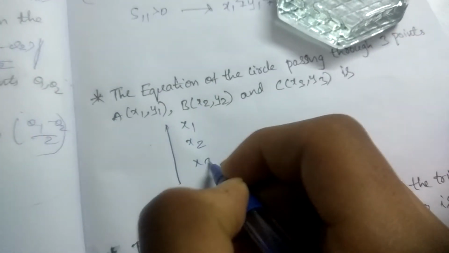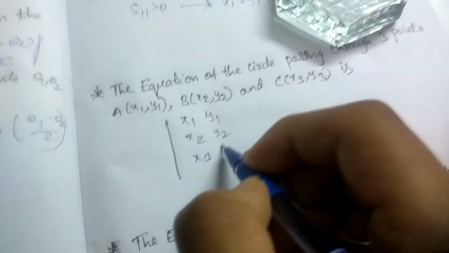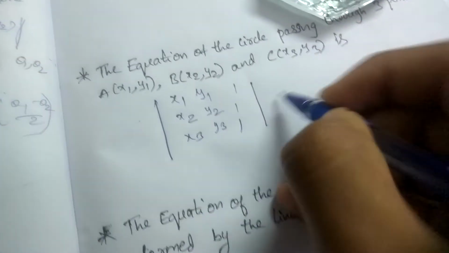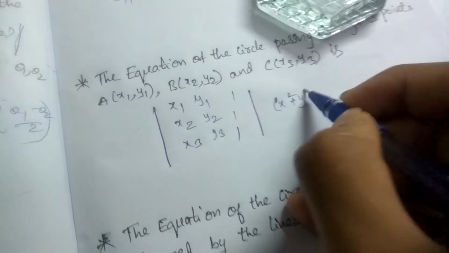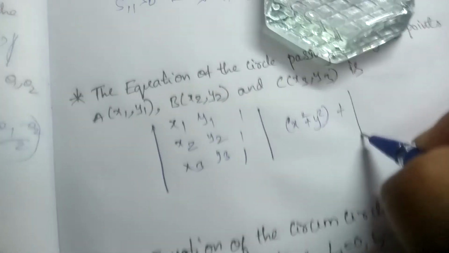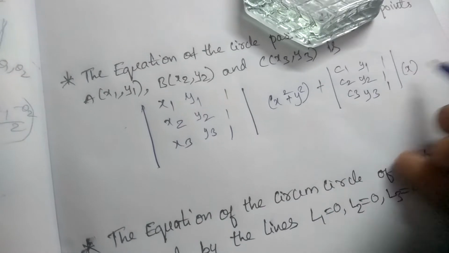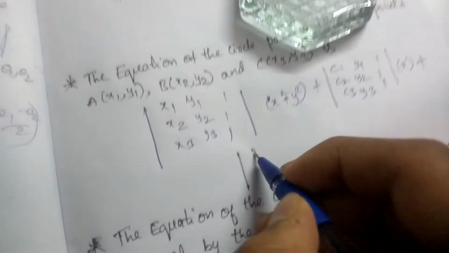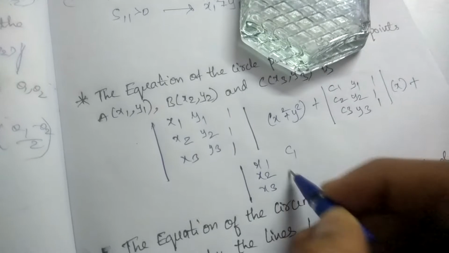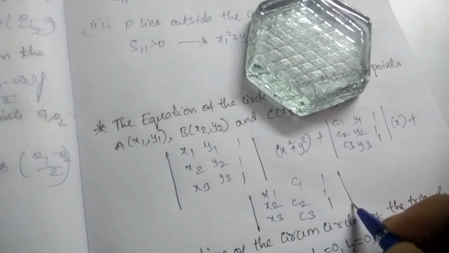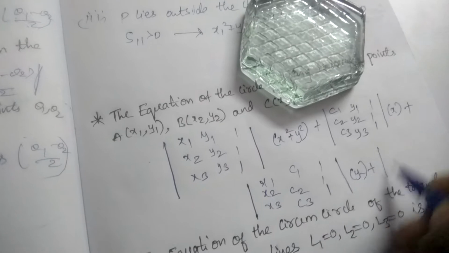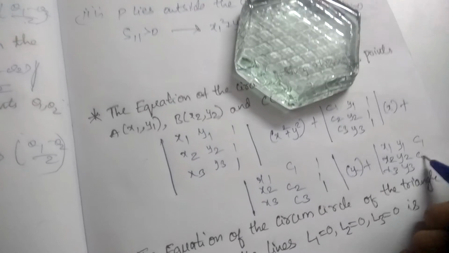x1 x2 x3, y1 y2 y3, 1 1 1 into x square plus y square, plus c1 c2 c3, y1 y2 y3, 1 1 1 into x, plus x1 x2 x3, c1 c2 c3, 1 1 1 into y, plus x1 x2 x3, y1 y2 y3, c1 c2 c3 equal to 0.